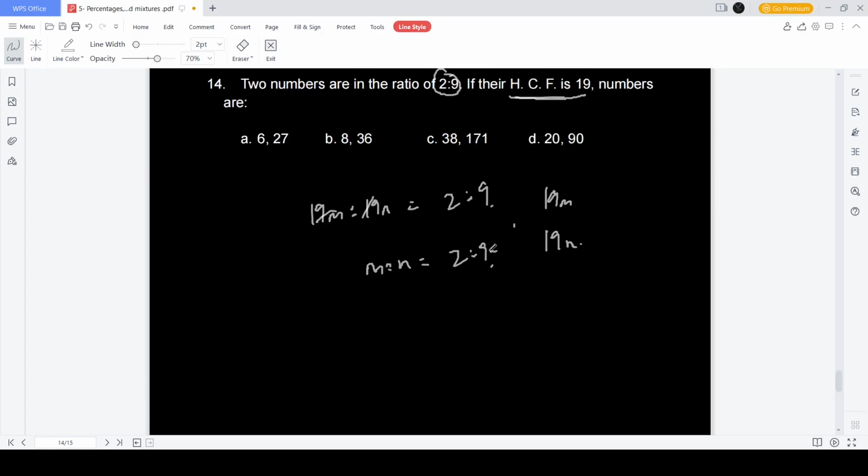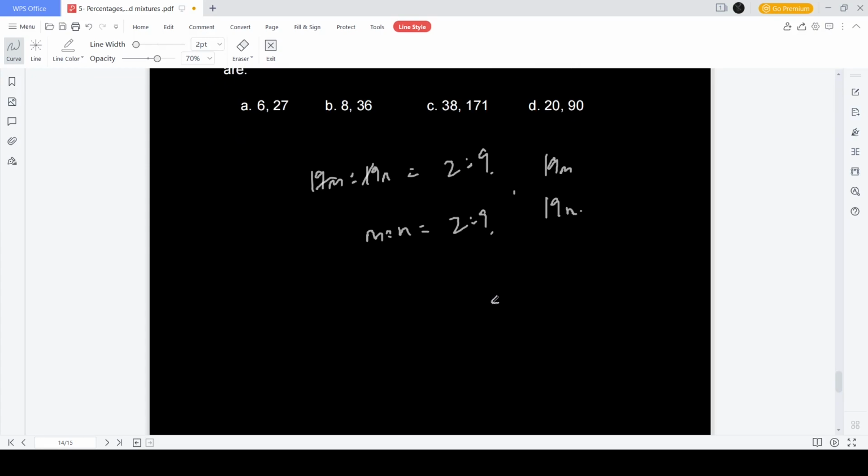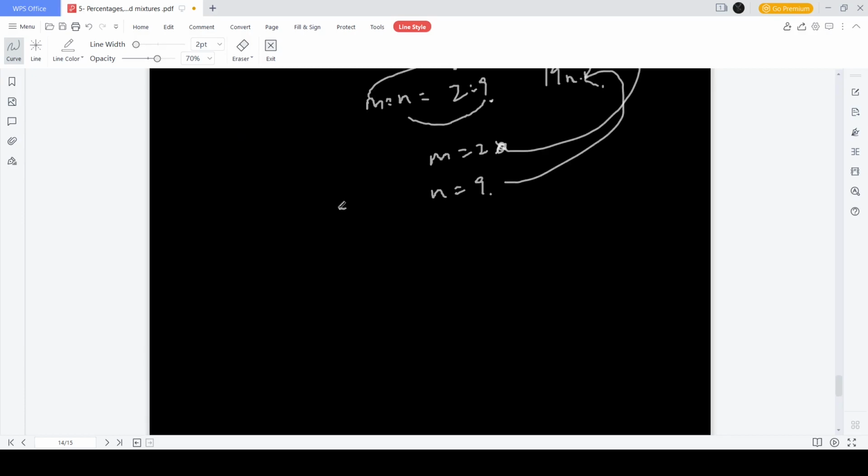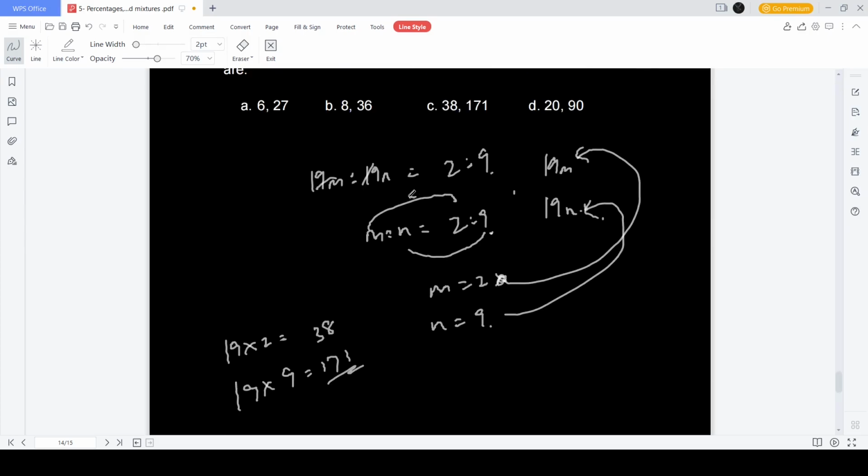So now let's simply write it as m is equal to 2, n is equal to 9. This is because we can see this is in the ratio 2 is to 9. And then if we have to find the two numbers back, we substitute it back here. We get the first number as 19 into 2, which is 38. And the second number as 19 into 9, which is 171. So the two numbers can be 38 and 171.